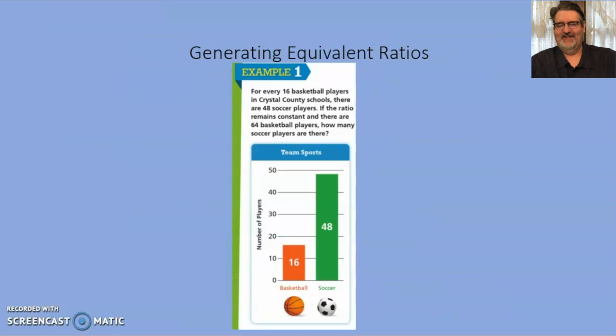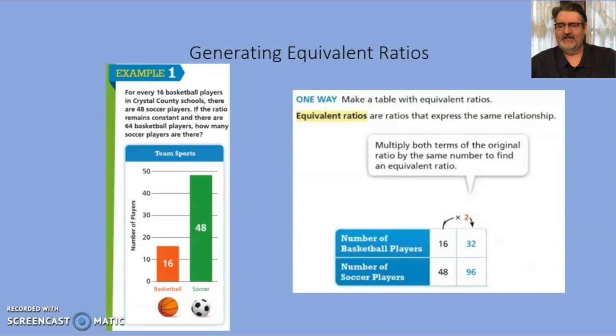Now, for our lesson today, generating equivalent ratios, we have the first example that says for every 16 basketball players in Crystal County schools, there are 48 soccer players. If the ratio remains constant and there are 64 basketball players, how many soccer players are there? Well, one way to do it is to make a table with equivalent ratios. Here we take 16 over 48 written as a fraction, and we multiply both of those numbers times 2. When you do this work, you have to multiply both numbers by the same number.